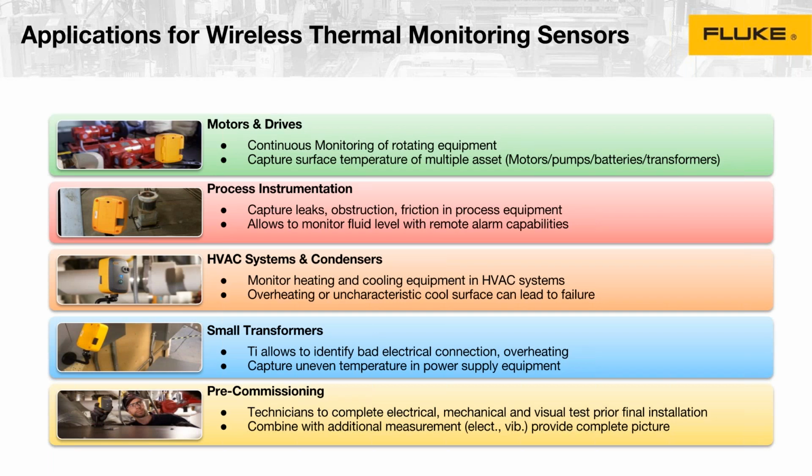The applications for some of those types of sensors are very similar to the applications I talked about earlier for industrial use, which really are motors and drives, process instrumentation, HVAC, and small transformers. And one of the ones that I like, and that we see more and more often in demand, is pre-commissioning. Customers want to say, look, we just installed a brand new piece of equipment, and we'd like from the get-go to have good data on what it looks like. Can we install some of these, along with in hard-to-reach locations? I think that's an important one.